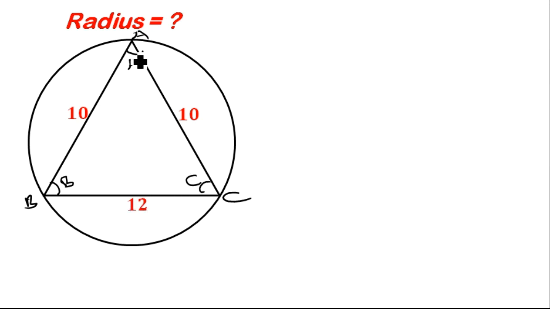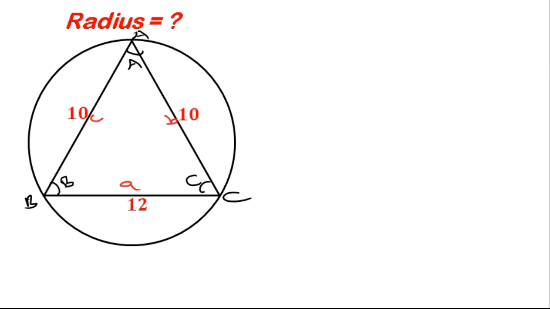If this is angle A, then the opposite side, line BC, will be denoted by small a. If this is angle B, then the opposite side, line AC, will be denoted by small b. If this is angle C, then the opposite side, line AB, will be denoted by small c.